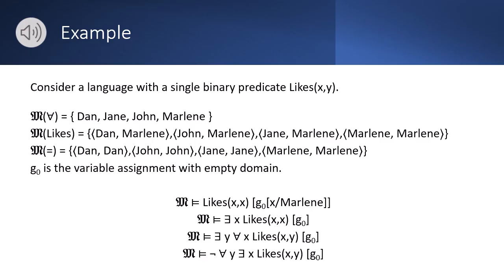On the other hand, if we swap the order of the quantifiers so that we have for all y there exists an x such that likes x y, that sentence is saying that everyone is liked by somebody, and that's clearly not the case because Dan, John, and Jane are not liked by anybody, not even themselves. In particular, that means that the negation of that sentence is satisfied by our structure M for this variable assignment G0.